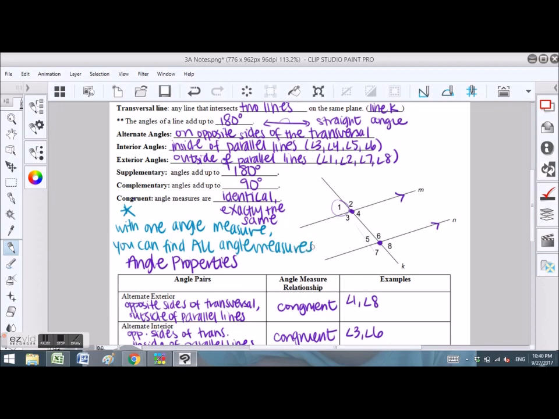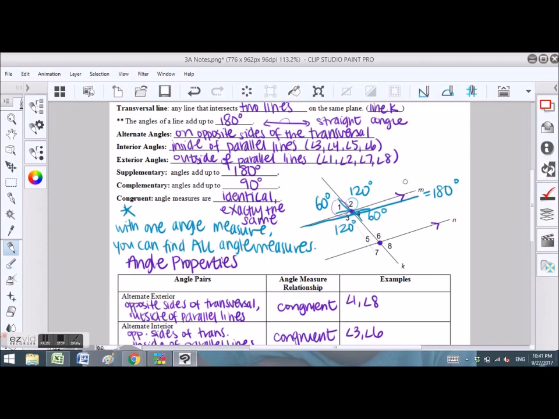For example, let's just say that angle 1 is 60 degrees. Okay, so we know that a straight line has to equal 180 degrees, right? So what must angle 2 be? What plus 60 equals 180? That would be 120 degrees. Then we know that angle 1 and angle 4 are vertical angles, so they're congruent. So that means angle 4 is also 60 degrees. And angle 2 and angle 3 are also vertical angles, so angle 3 is also 120 degrees.